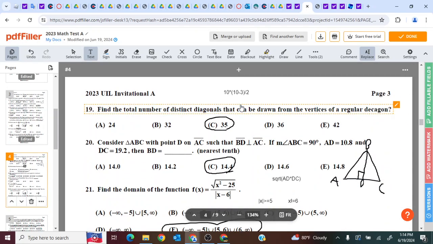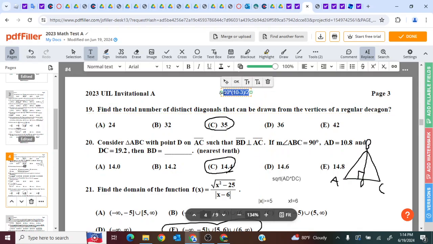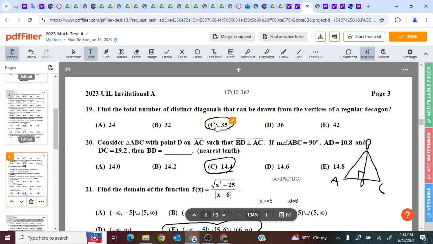19, find a number of distinct diagonals that can be drawn from the vertices of a regular decagon. Well, a decagon is 10 sides, and the number of diagonals on a polygon is the number of sides times 3 less than the number of sides, all over 2. So as you can see, that equation is right here, and you get 35.